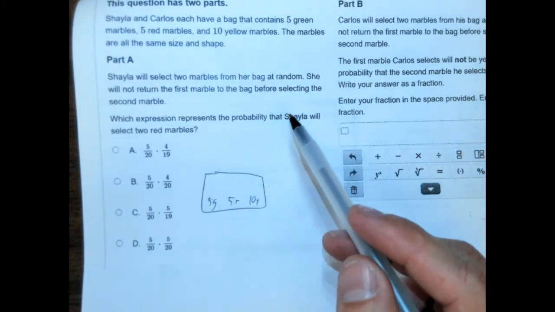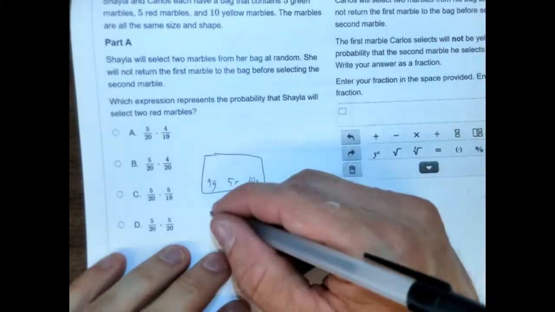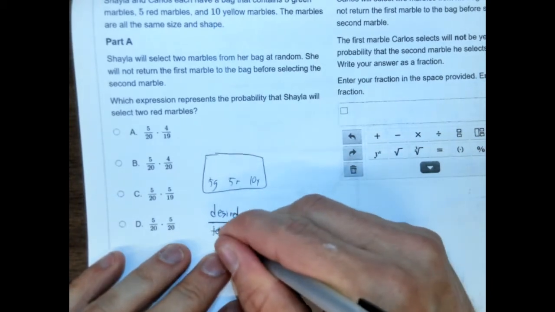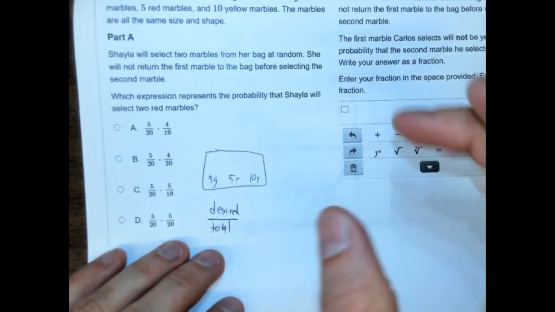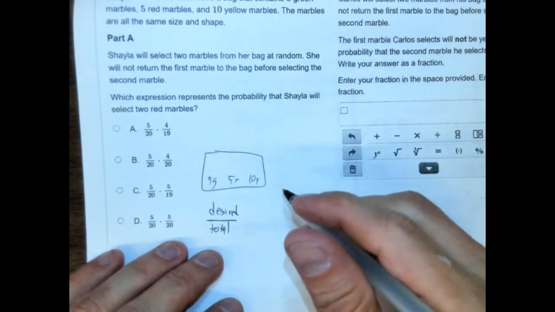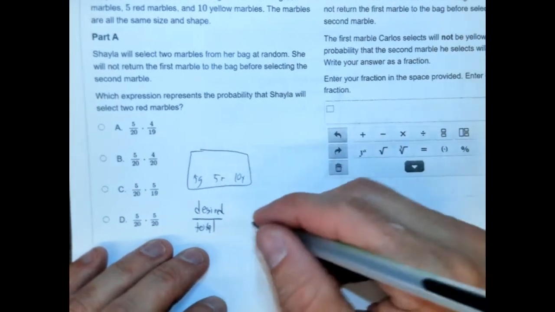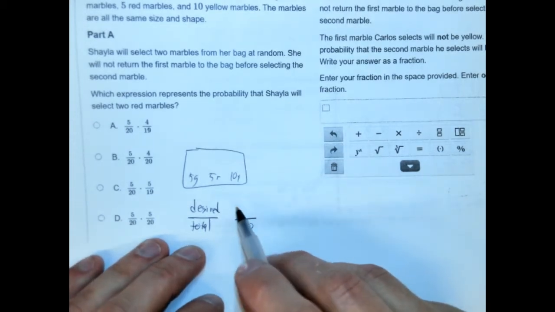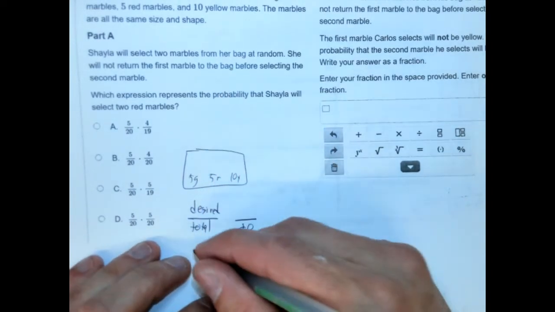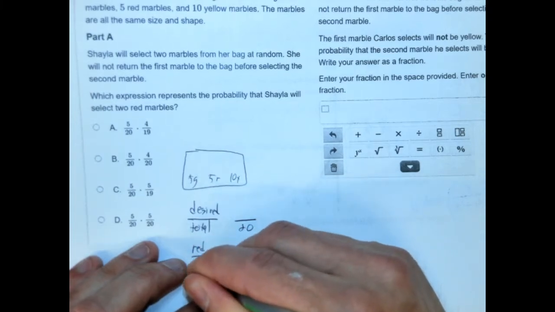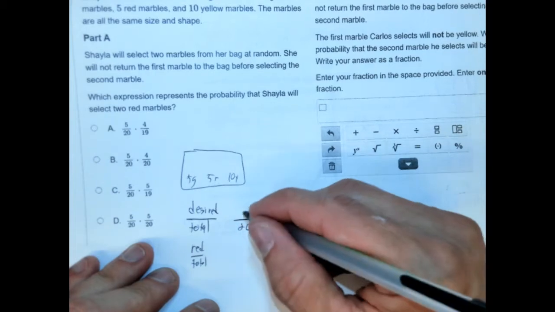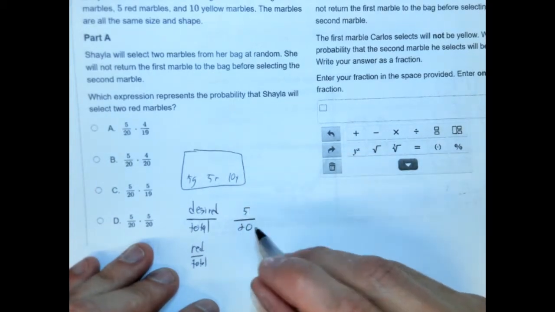Okay. We want to know the probability that she's going to pick 2 red in a row, right? So the way you do this is you look at the desired result over the total options, right? So for example, and this is on the first pull, how many marbles are in there? Well, there's 20, right? That's the total number of marbles. And we're looking for the red, right? So it's red over total at this point, because that's the desired result. We want a red. There's 5 red, so it's 5 out of 20, right?